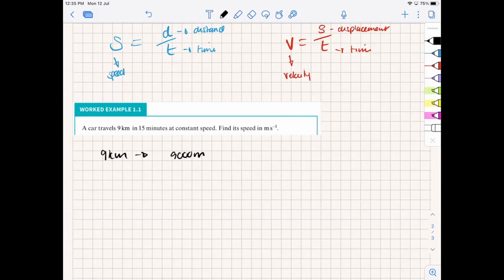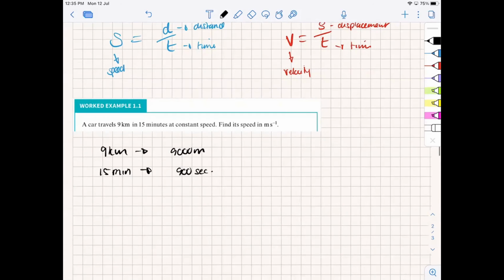I have 15 minutes, right? I don't want minutes, I want seconds. So, Zara, what's 15 minutes in seconds for me quickly? About 900, isn't it? Yes, that's 900. Okay, we want to work out speed. What's the formula for speed, Dominic? Distance over time. So we have 9,000 meters divided by 900 seconds. And that gives me a speed of 10 meters per second.